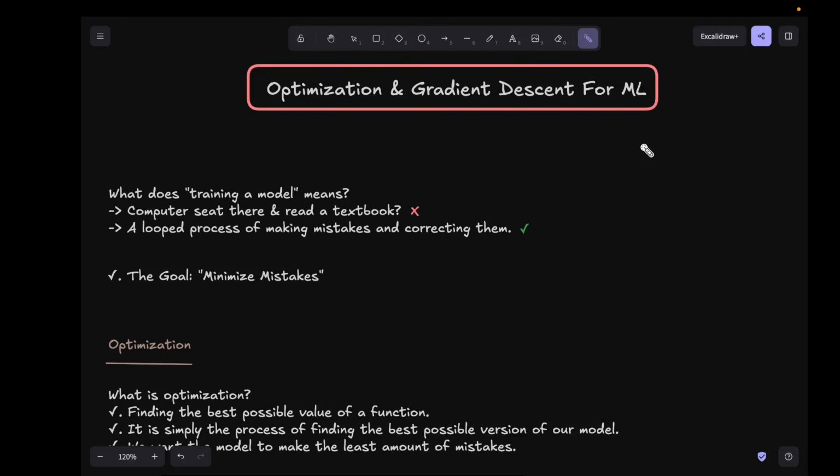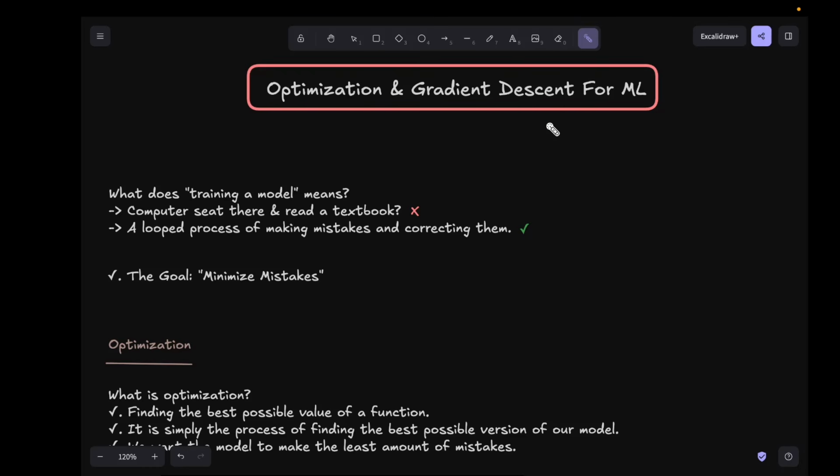So far, we have covered linear algebra, where we discuss how data is represented. Then we discussed probability and statistics, where we discuss how models handle uncertainty. And last, we discussed calculus, where we discuss how we measure change. Today, we connect everything together, like how linear algebra, probability and statistics, and calculus are used in machine learning models. Today's topic is optimization and gradient descent for machine learning.